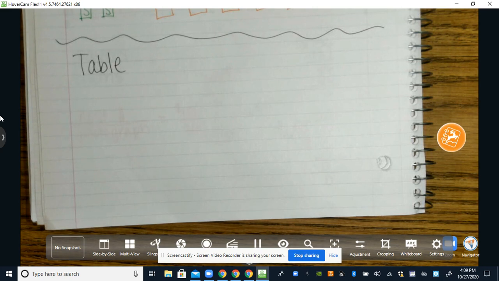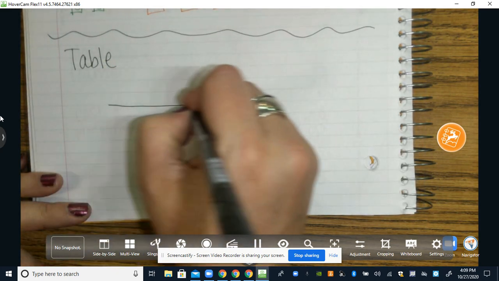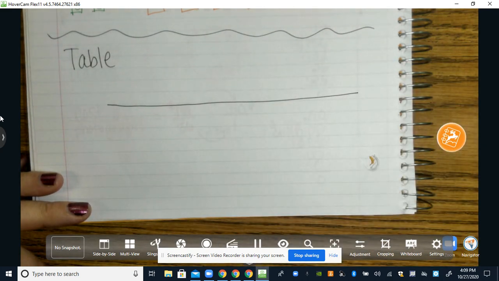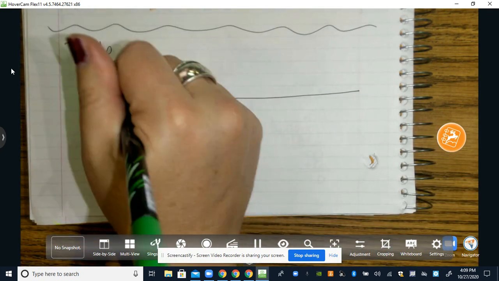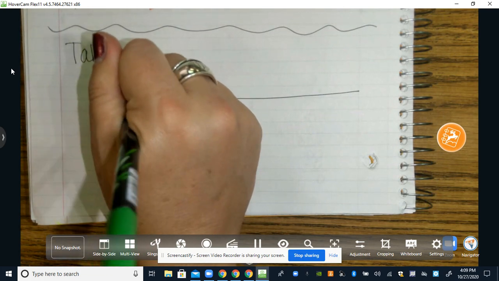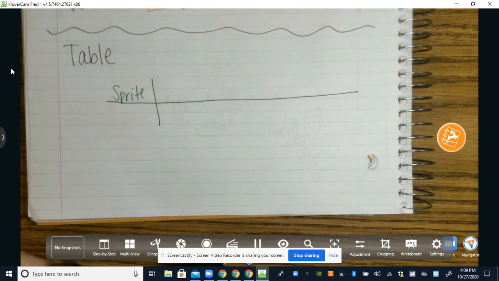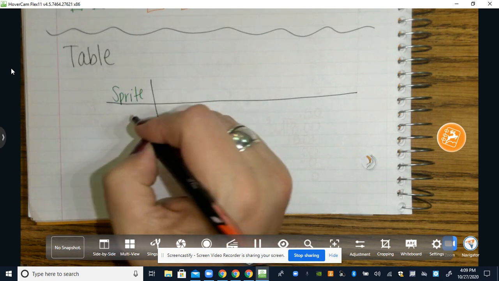Okay? Table is pretty easy. Just draw a straight line and make a long table. You can box in, you don't have to. I like to make an open table. And what am I comparing is always going to go first. So again, Sprite is what I'm comparing. I'm comparing Sprite to orange juice.